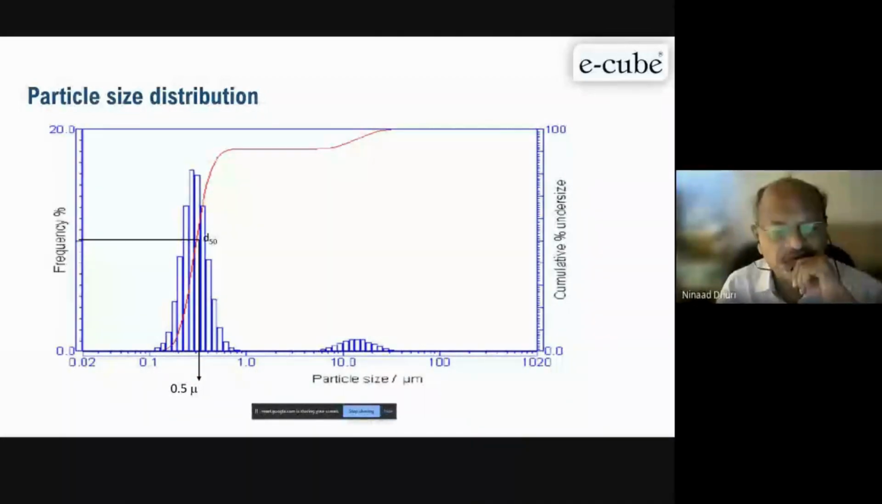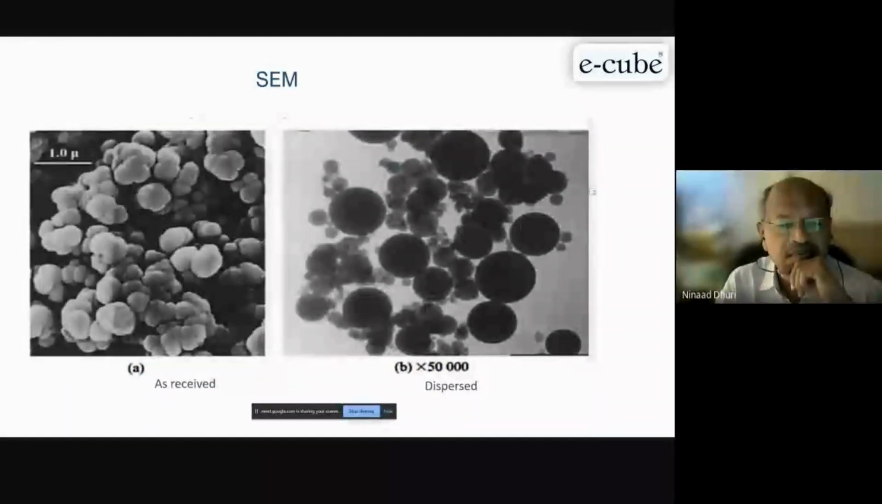Then when we talk about high performance concrete, we'll discuss how they perform in the concrete. So you can see here the SEM. As received, you can see here, this is 1 micron, less than 1 micron. It is in spherical particles. Once it is dispersed, you can see these spherical zones. This is as received and this is dispersed. You can see they are perfectly spherical particles.